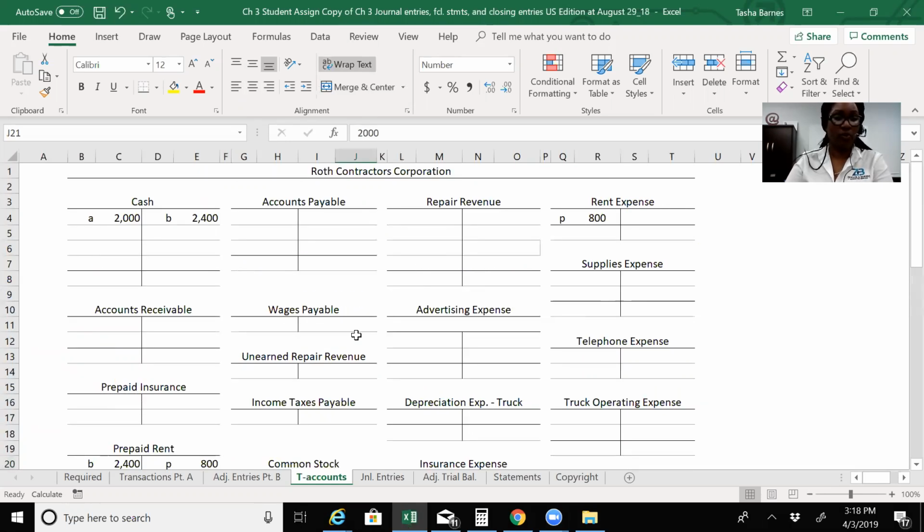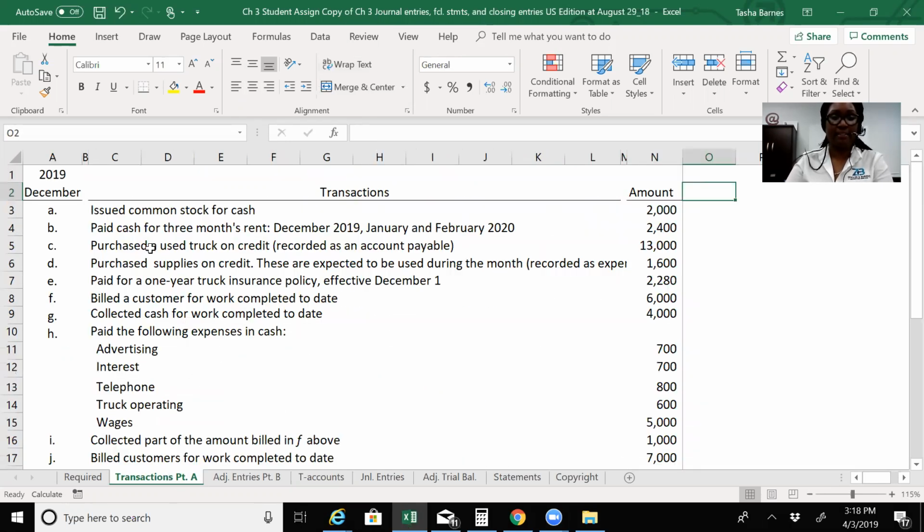All right. So on B, it says pay cash for 3 months of rent, December 2019, January, and February 2020. So the way you calculate it is 3 months. So if you take 3 months, you have 800 here, 800 here, 800 here, and that gives you a total of $2,400. So 800 a month for 3 months is $2,400. Okay. And the way this will work is prepaid. So we pay cash.